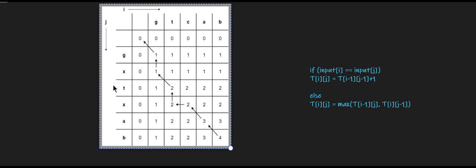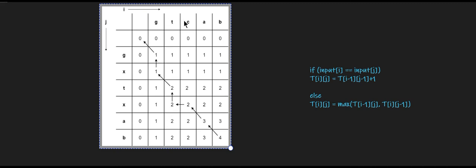Next we move on to the next row. So we have the entry X here. When we compare GXTX with G, the last characters are not matching, this is X and this is G, so we take the maximum of 0 and 1, so we get 1. Next we compare GT with GXTX. X and T don't match, so we take the maximum of 1 and 2, so we get 2.